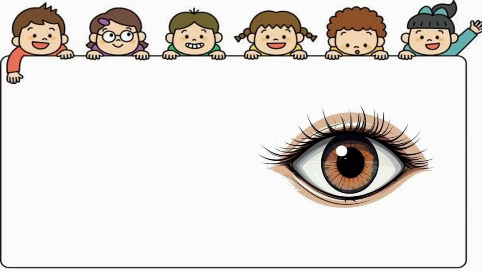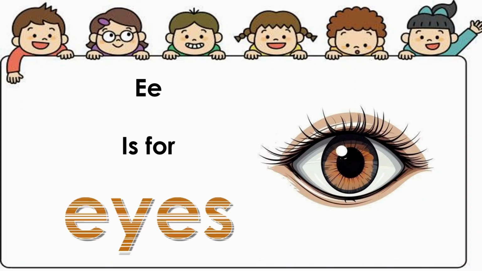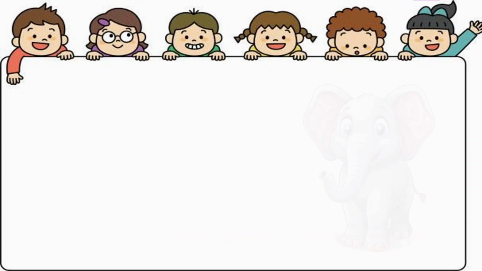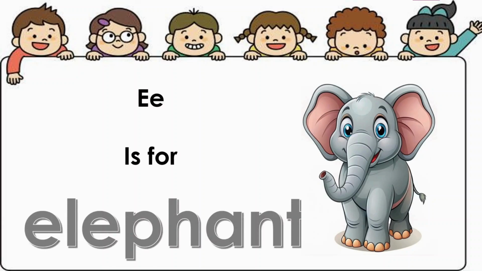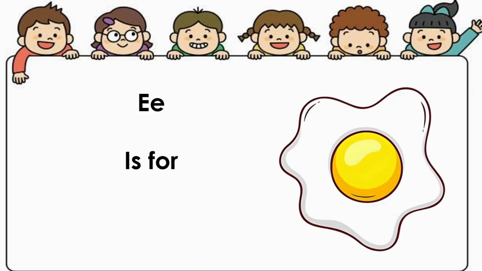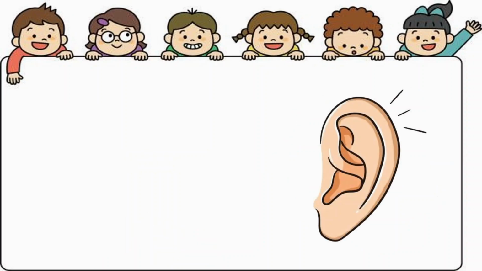This is eye. E is for eyes. Next we have elephant. E is for elephant. Egg. E is for egg. Next we have ear.